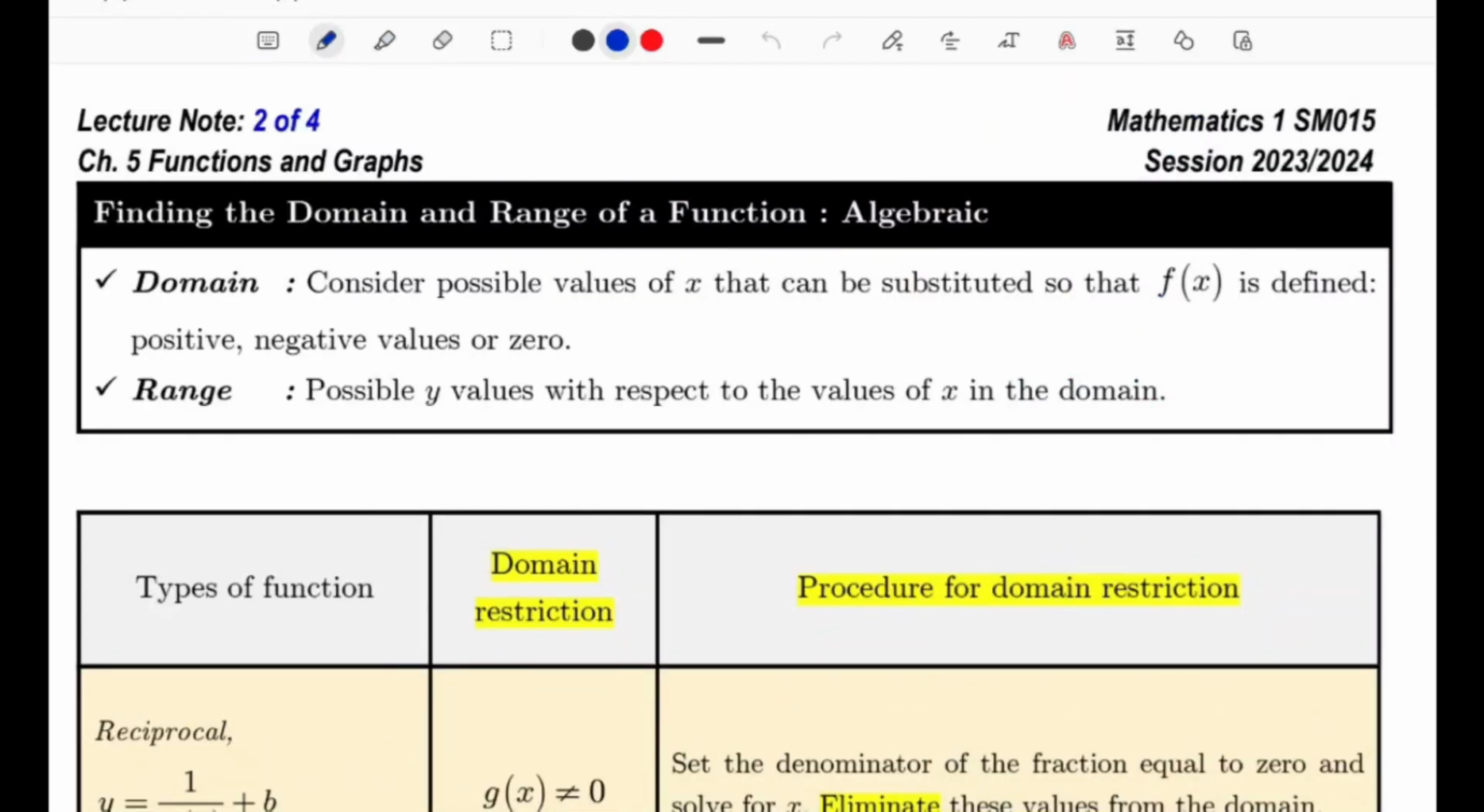Next, we are going to look at how to find the domain and range of a function by using the algebraic method. For the domain, we need to consider possible values of x that can be substituted so that f(x) is defined: positive values, negative values, or 0. For range, we need to determine the possible y values with respect to the values of x in the domain.